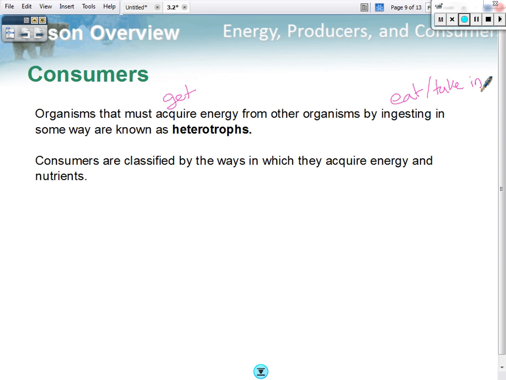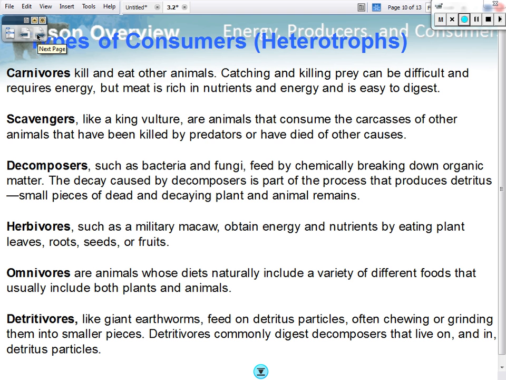Now, there's a whole bunch of different types of consumers, but this is the one unifying factor, that all consumers have to take in energy. The producers are the ones that convert it, and the consumers are the ones that take it in. This page here, keep it, mark it up, but this runs you down every type of consumer. Carnivores, they're our meat. They have to eat other animals. Scavengers eat carcasses, dead stuff sometimes.